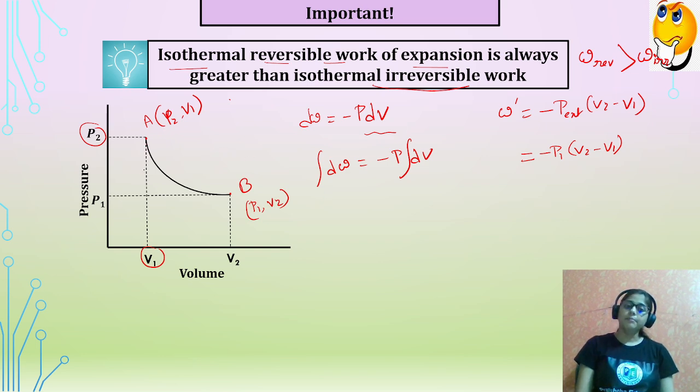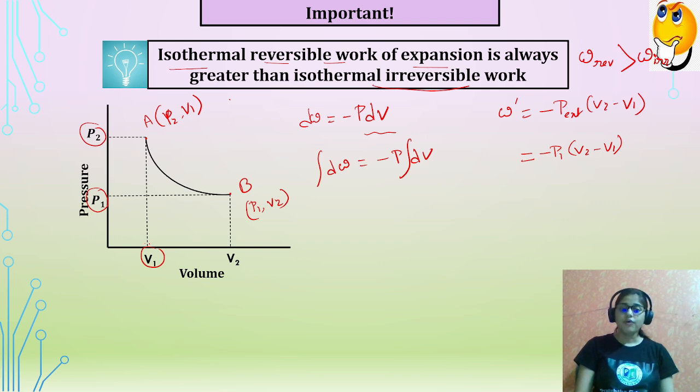So the area under the PV curve will be the work value for the reversible case. And for the irreversible case, let's forget about the minus sign here, only the value is needed. So P external into V2 minus V1. This is P external, and V2 minus V1.